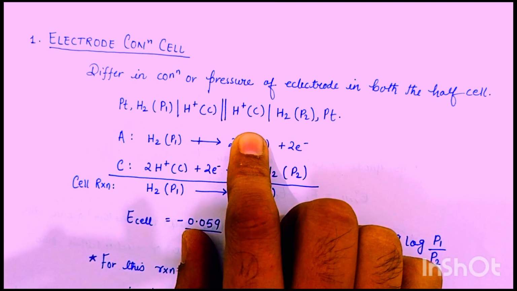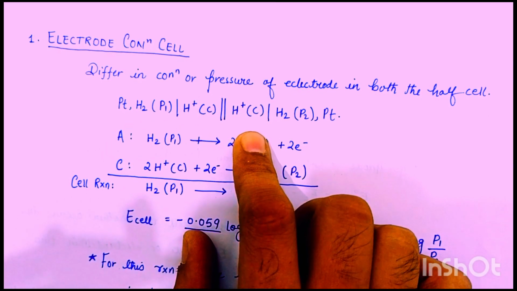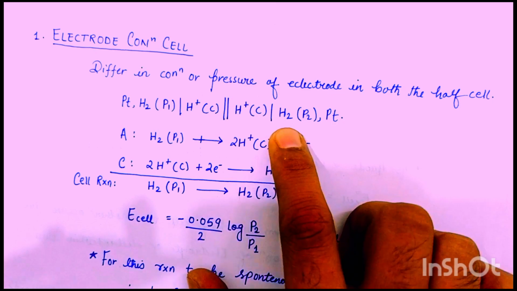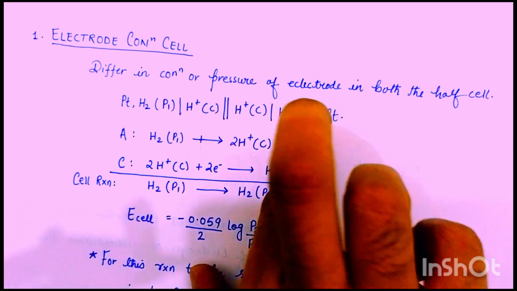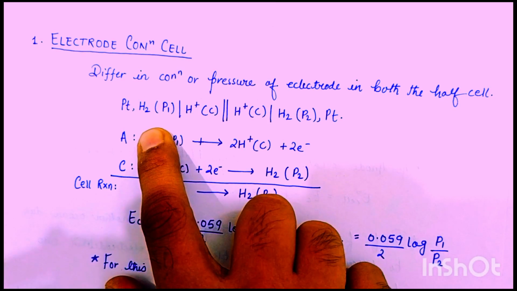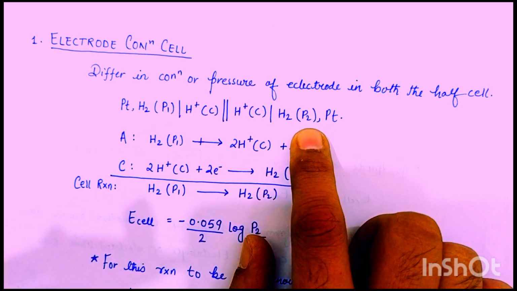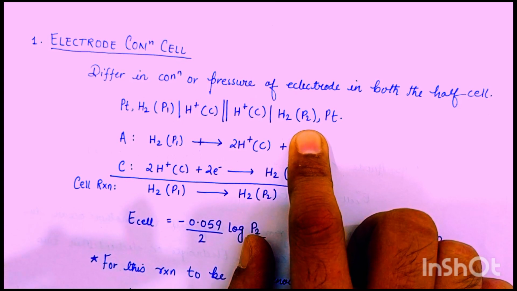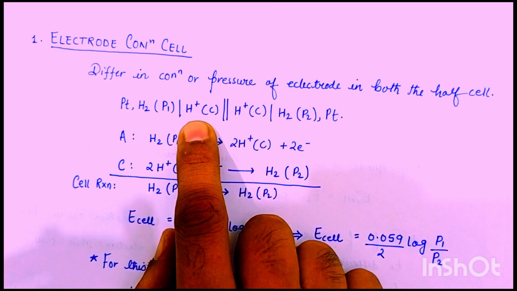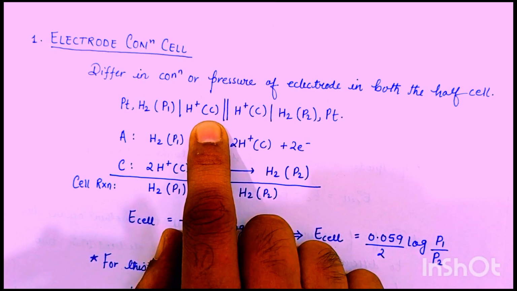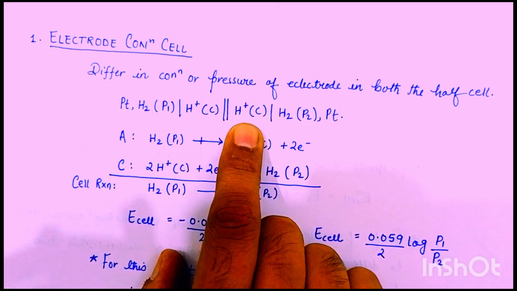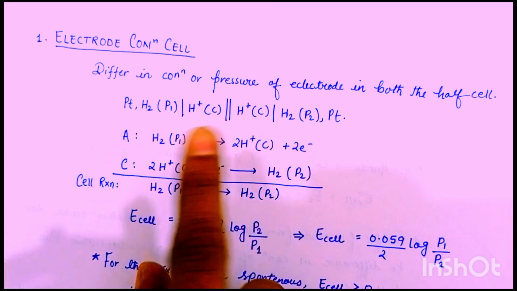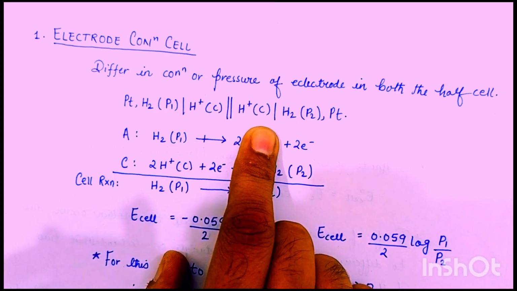This is the cell representation of the electrode concentration cell, where you are seeing hydrogen having the pressure of P1 and hydrogen gas having the pressure of P2. It means the anodic compartment has hydrogen gas at a different pressure than the cathodic compartment. They differ from each other in terms of pressure, but the concentration of the H plus ion present in the electrolyte is C, and in the cathode as well the concentration is C. It means in this cell representation it is obvious that the pressure of the hydrogen gas in both compartments is different, but their concentration is the same.